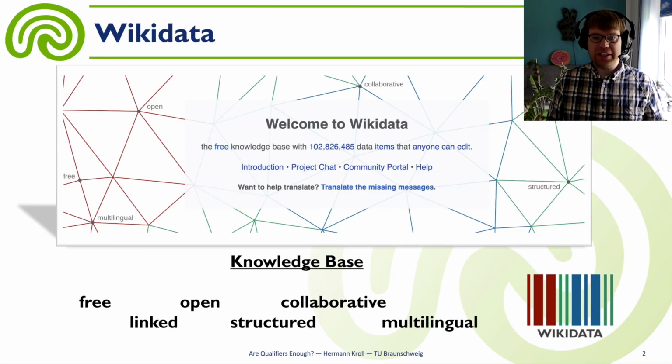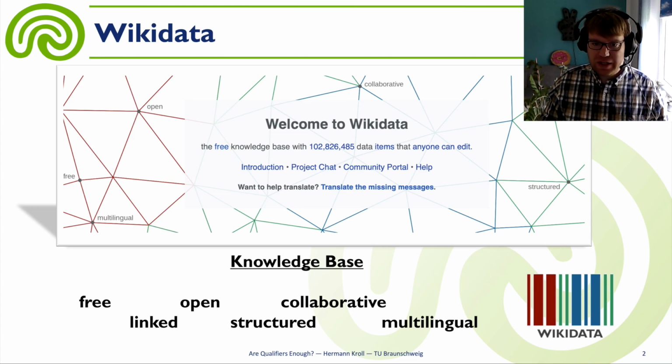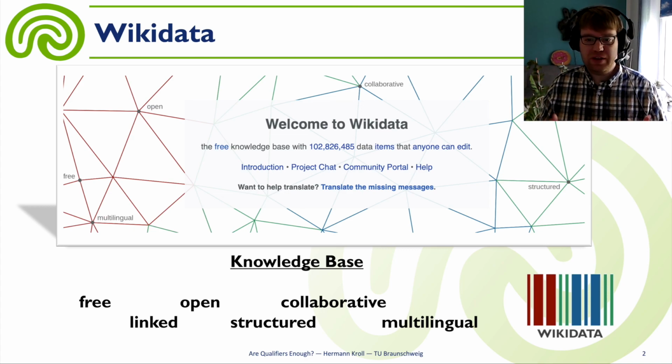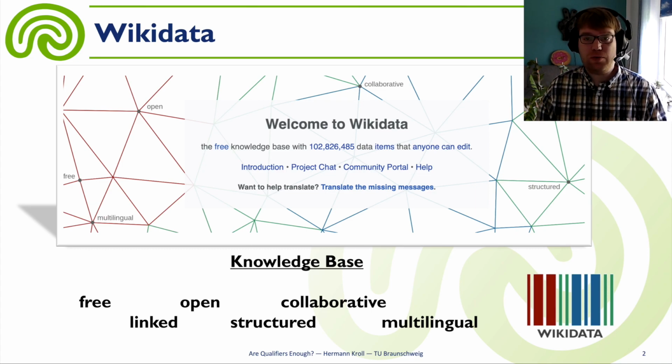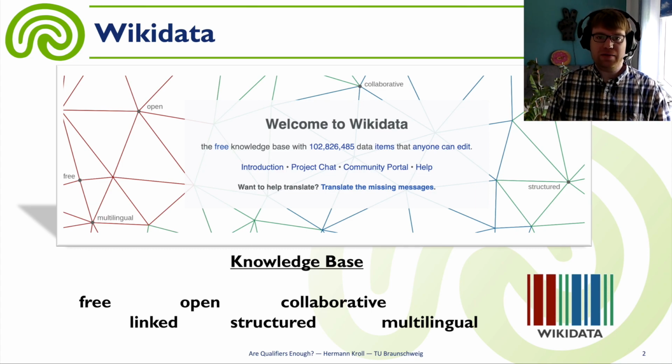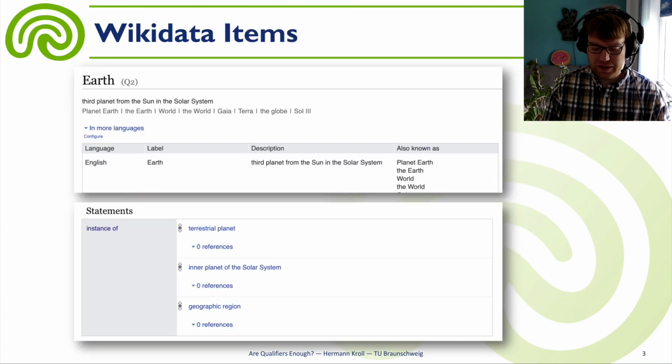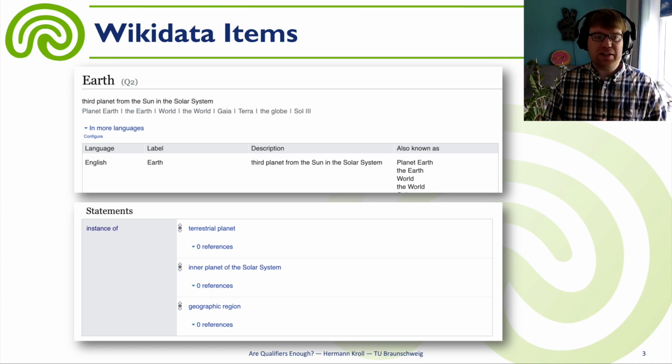What is Wikidata? In the first place, Wikidata is a knowledge base, right? It has items and has statements about these items. If you asked for terms about Wikidata, you might say something like, okay, it's free, it's linked, it's open, structured, collaborative, and multilingual, right? Terms associated with Wikidata. So how is the knowledge actually represented in Wikidata?